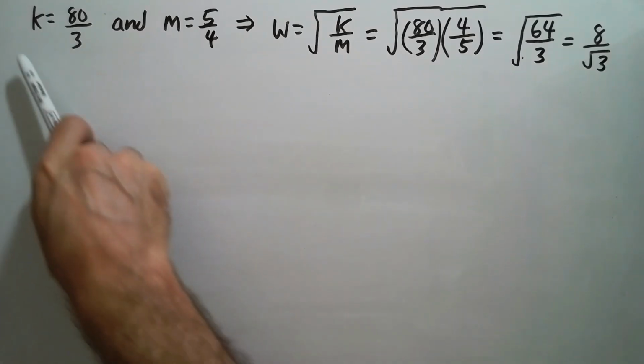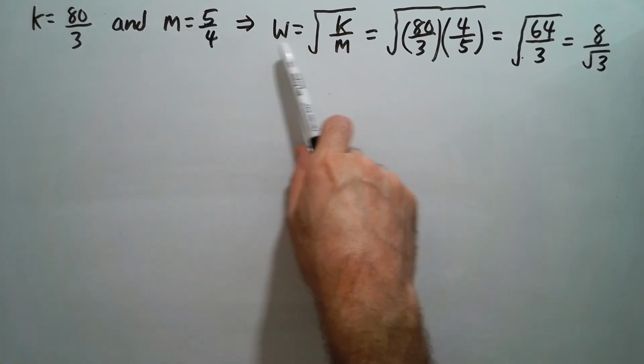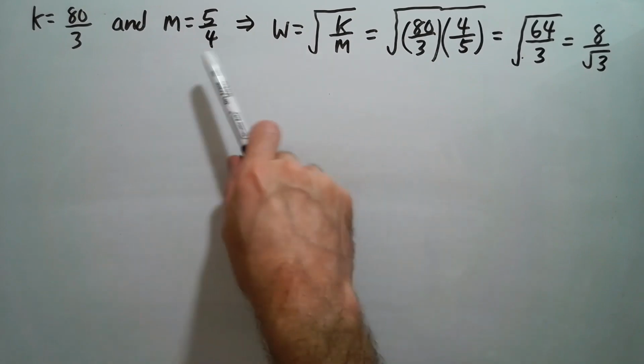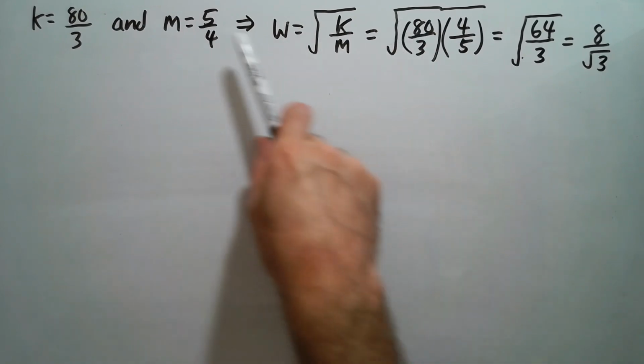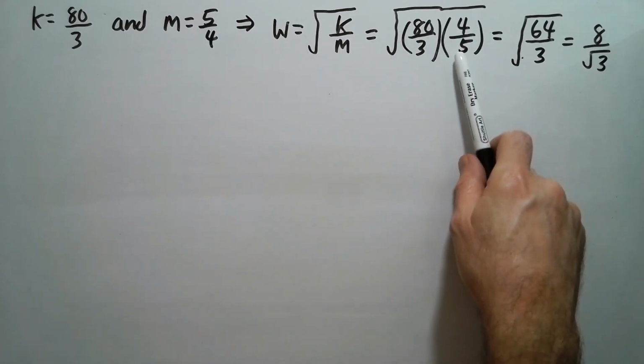Okay, so I found our k was 80 over 3 and our m was 5 over 4. So our w then will be the square root of k over m. So it'd be the square root of 80 over 3 divided by this guy, same as multiplying by the reciprocal, so 4 over 5 here.